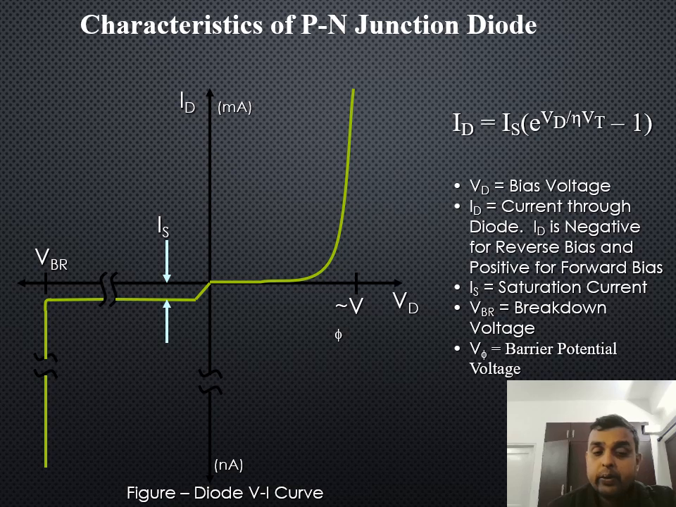This is the diode current-voltage relationship that follows the Shockley equation. You can see the equation here. It shows exponential current rise in forward bias and very small current in reverse bias. Important parameters include reverse saturation current, barrier potential, and breakdown voltage.